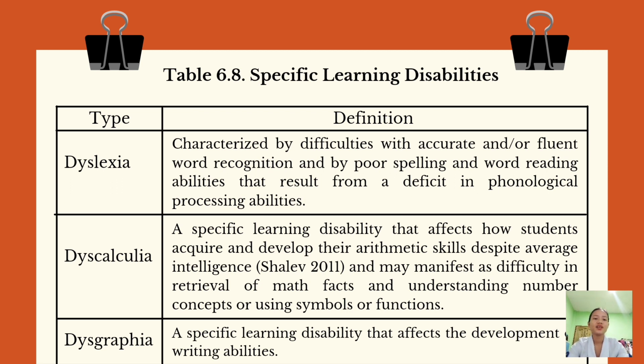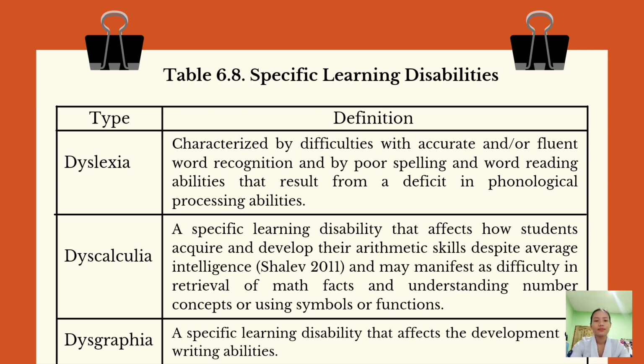Lastly, we have dysgraphia, a specific learning disability that affects the development of writing abilities, which may display as spelling, handwriting, and expressive writing difficulties resulting from problems in organizing and putting thoughts into paper.